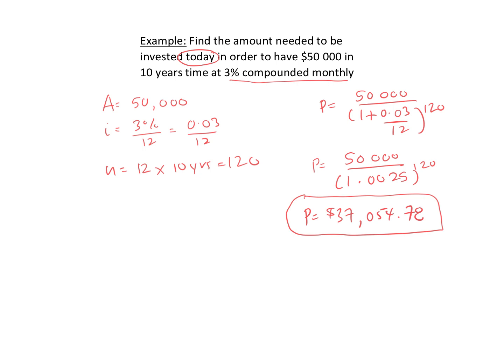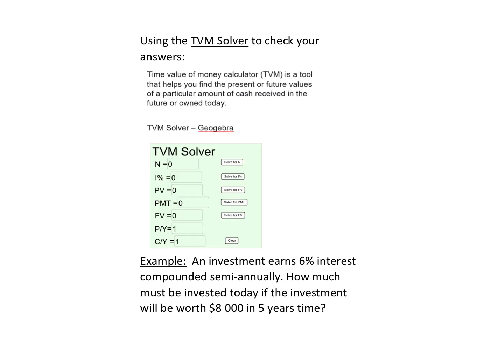And you can always take your answer and put it back into A equals P(1 plus i) to the n if you want to check. You can take your final answer, put it in for P, calculate, and see if you end up with $50,000. And we do have some software you can use to check your answers. It's called a TVM solver. TVM is time value of money calculator. It can be found on the internet, and it's just a tool that does the calculations for you. And you can use it to check your answers.